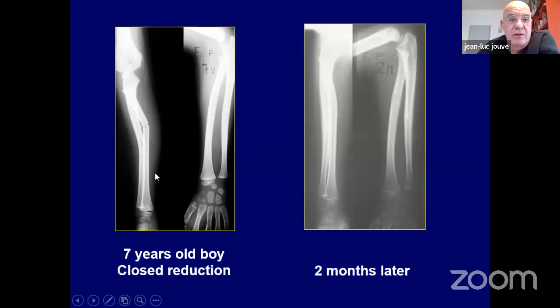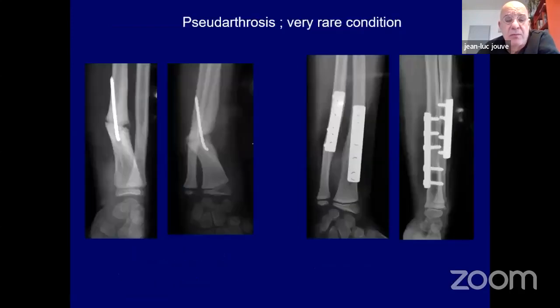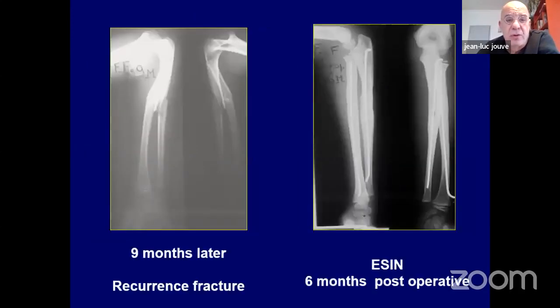And you see that with this boy, we did a closed reduction, and 2 months later we had a correct result. So everything is possible, but you have to know very well the technique of intramedullary nailing to be sure that you will not have a bad surprise after 2 months.